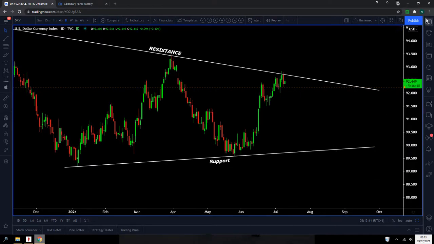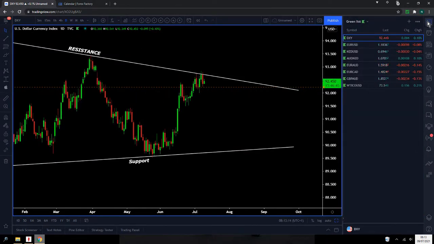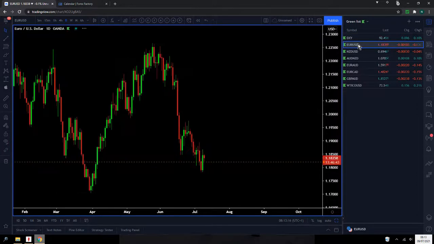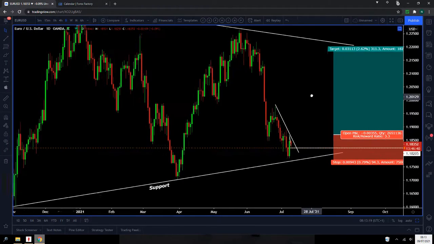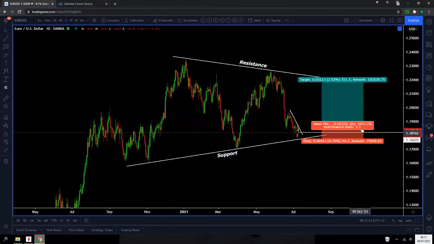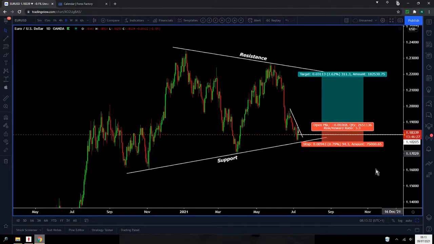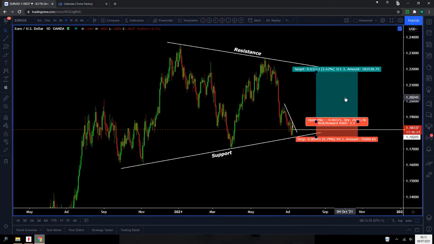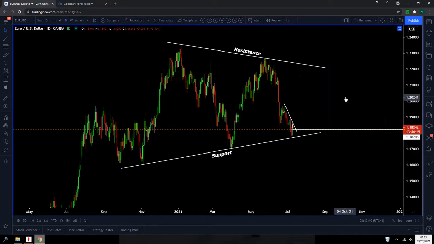Who knows? So opposite of the dollar index, as you may or may not know, is the euro dollar. Pretty much. This is actually a trade idea that I posted to some guys yesterday. So let me just take that off for a second. I'll put it back. But basically, you've got that trend line resistance, trend line support. But the euro dollar is basically opposite of the dollar index.